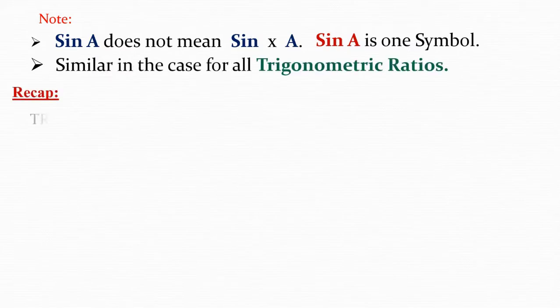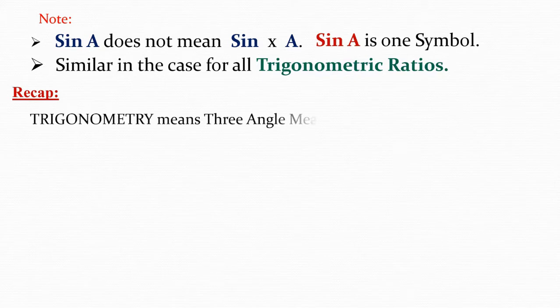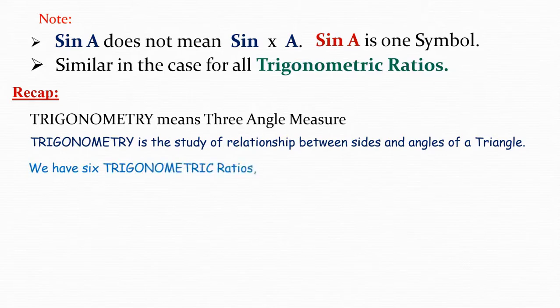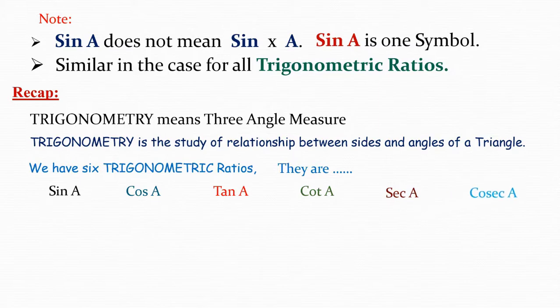Recap. Trigonometry means three-angle measure. Trigonometry is the study of relationship between sides and angles of a triangle. We have 6 trigonometric ratios. They are sin A, cos A, tan A, cot A, secant A, cosecant A. In sin A, A represents an angle.